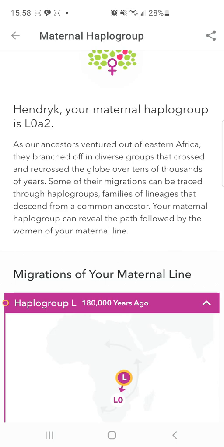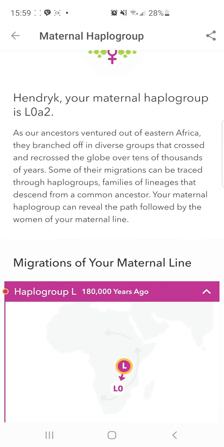It says, as our ancestors ventured out of Eastern Africa, they branched off into diverse groups that crossed and recrossed the globe over tens of thousands of years. So that, just like I was explaining, my ancestor was in Eastern Africa, and it was just intermixing with other places, which created what I am.